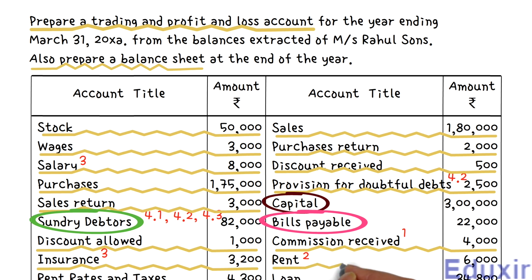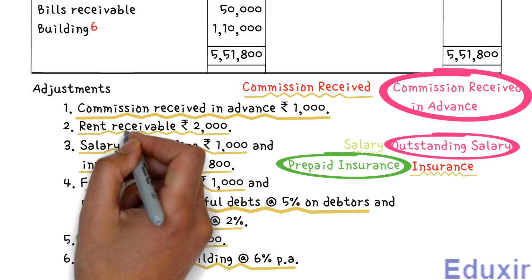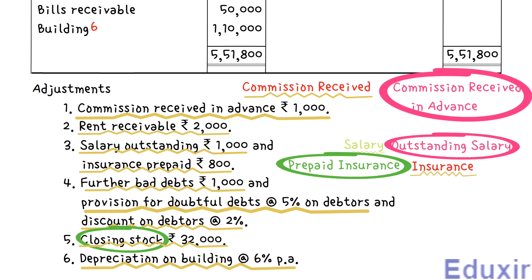The next entry in the trial balance is related to the rent received, which amounts to 6,000 rupees. As you can see, we have marked that the rent has an adjustment. So, the rent related adjustment entry is given as rent receivable is 2,000 rupees. This is nothing but accrued rent. See, we have not yet received this rent, but it still belongs to the current accounting period. So, it should be added to the rent received revenue. In other words, the rent revenue is increasing.